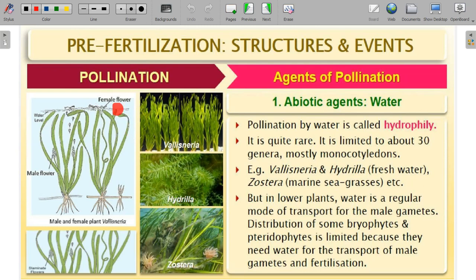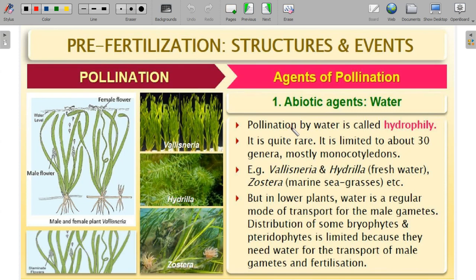Now, first you check this diagram. This is the water body. You can see this is the water surface. Where is the female flower? It is at or near the surface of water. But you can see where the male flower is, below the surface of water. And here you can see pollen grains are released. I'll tell you the mechanism in the next one. Okay, not now. Pollination by water is called hydrophily.